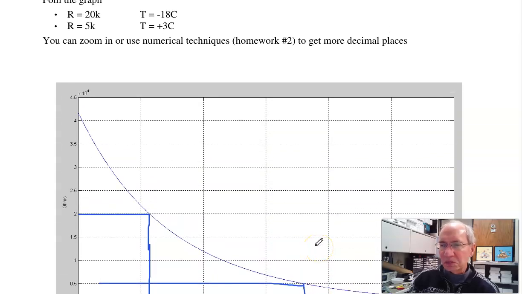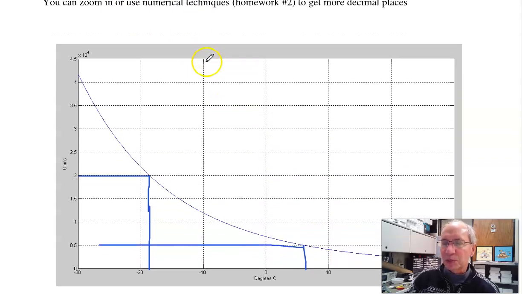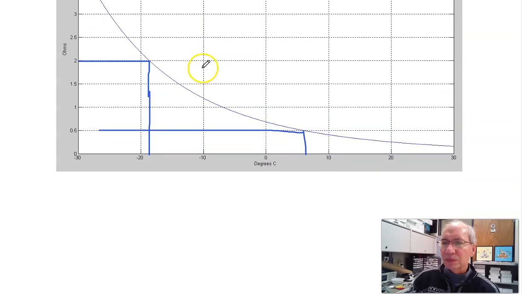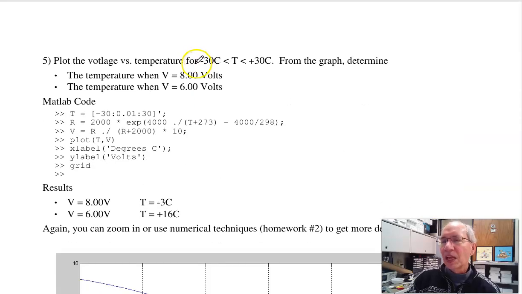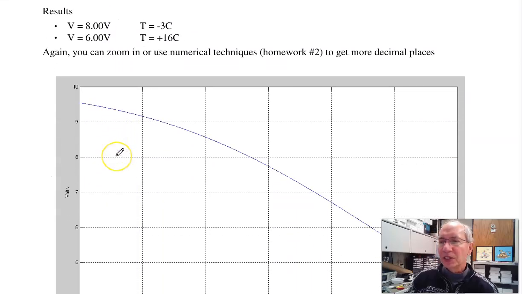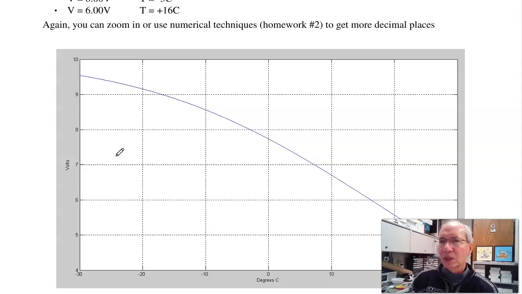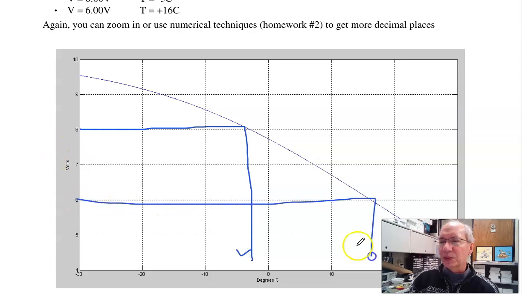I'm about plus 6, plus 3, somewhere in there. And I can do the same thing for voltage. Given temperature, find resistance. Given resistance, find voltage. Then plot temperature versus voltage. And here's what the curve looks like. Now what I can do here is, given the temperature, find the voltage, or going the other way around, given the voltage, find the temperature. So it's 8 volts, and here's 6 volts.